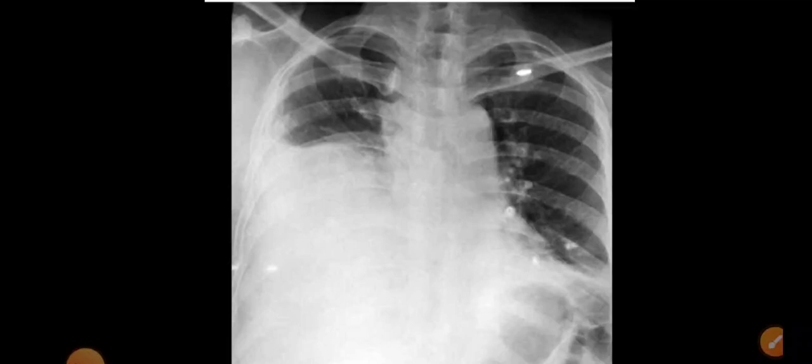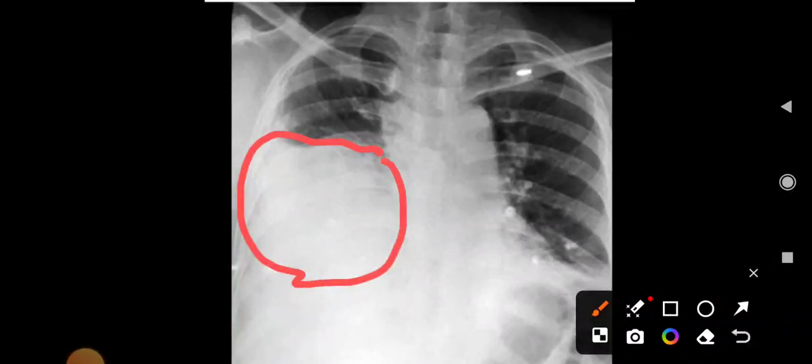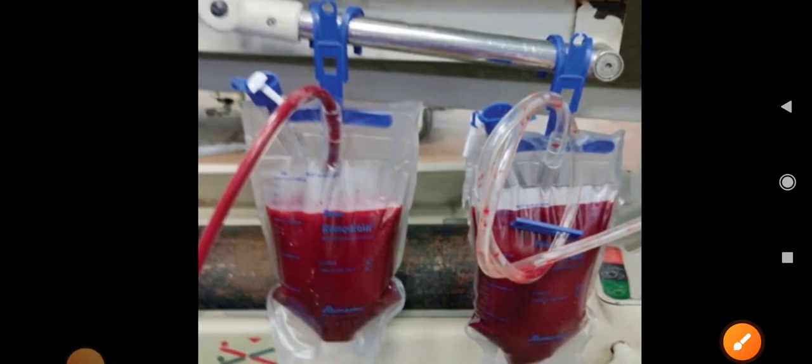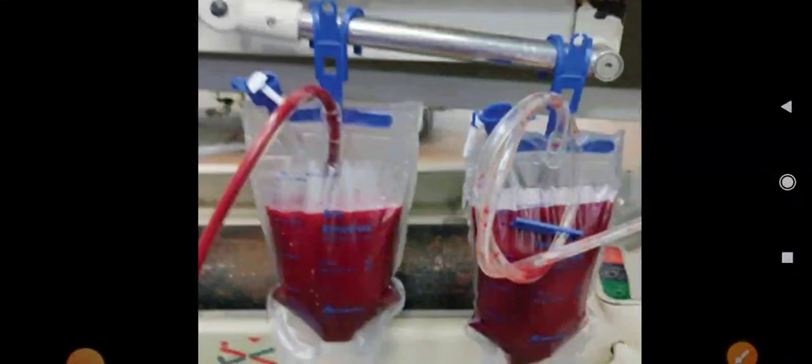So this is a case of massive hemothorax. Let's see here. This white indicates blood. If there is dark black, that is air. But this is massive hemothorax with fluid. And you see a water seal bag with blood inside the drain. So guys, this is the picture of massive hemothorax.